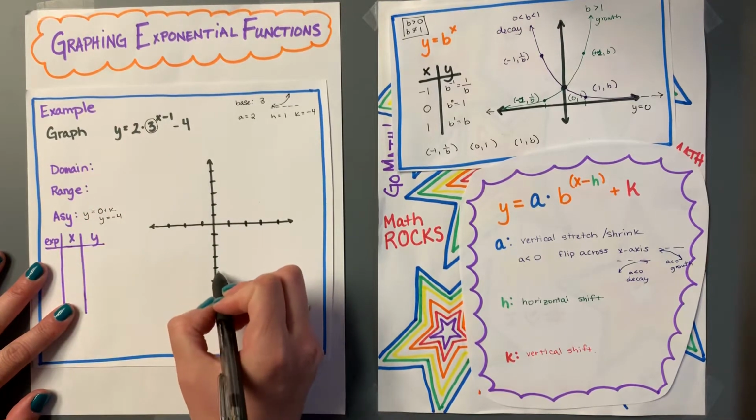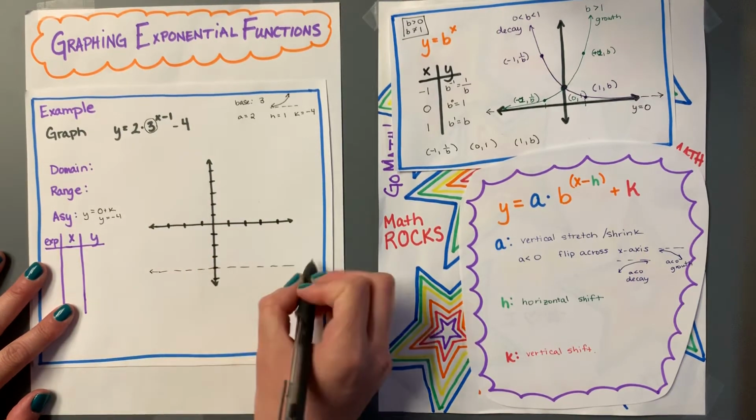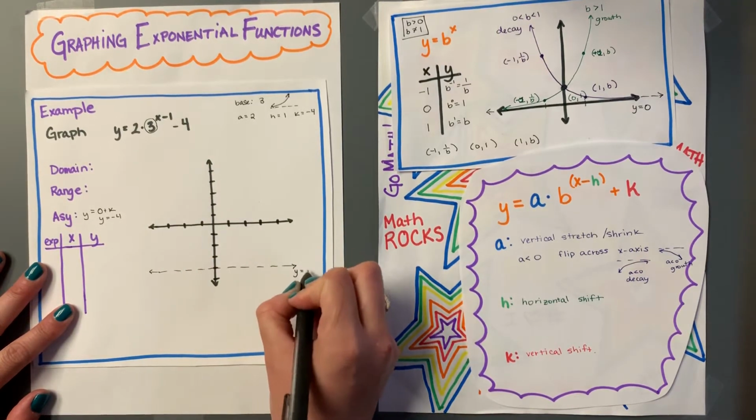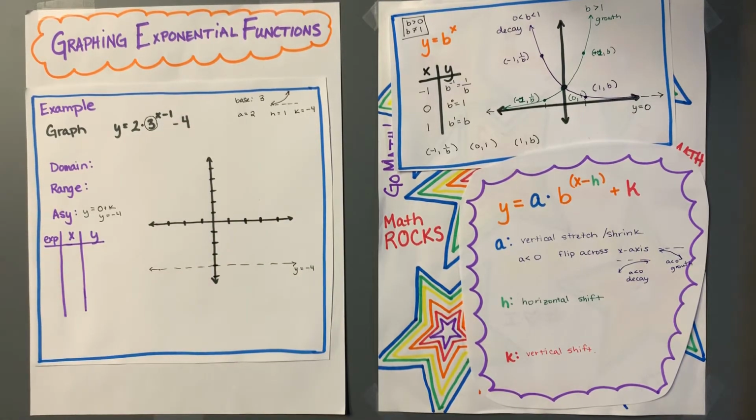So 1, 2, 3, 4. I'm going to graph the asymptote with a dashed line, and I'm going to label it. This is really important. You must have the asymptote graphed and labeled for this graph to be considered complete.